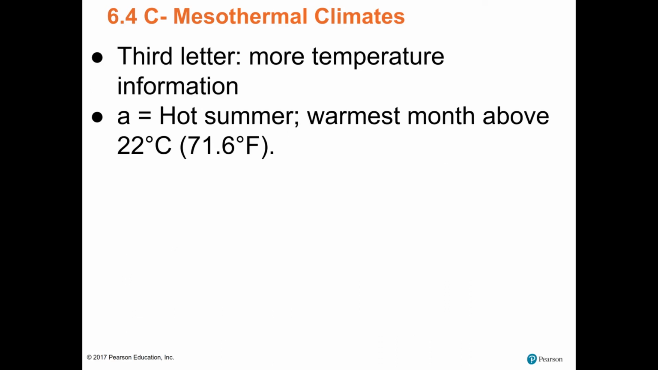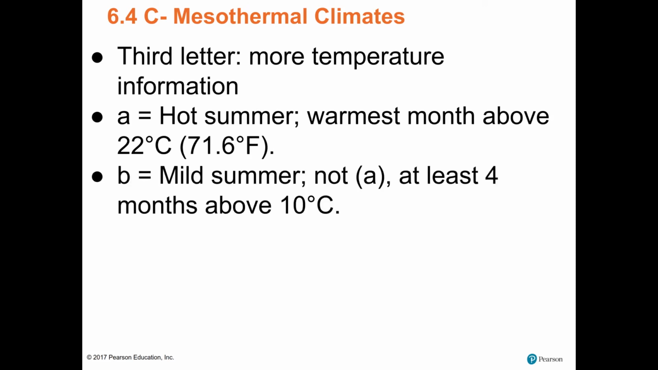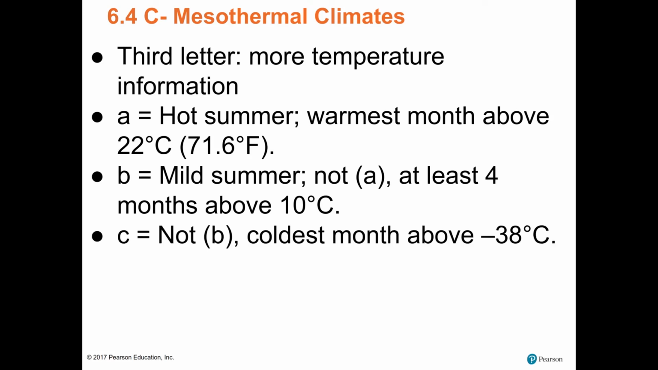And then you look to see the third letter. Is the warmest month over 22? If it is, you're done. It's a C whatever A climate. If the hottest summer month isn't over 22, then you check to see, are at least 4 months above 10 Celsius? If the answer is yes, it's a C whatever B climate. If it doesn't meet that criteria, then it's got to be a C climate, not B, coldest month above -38.